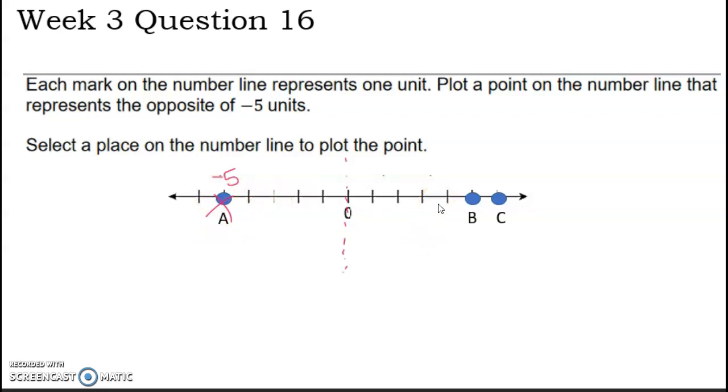So if I were looking at a mirror, where would be the other side of the mirror? Well, if it's 5 places to the left, it must be 5 places to the right, which is the number 5. This is B. So B would be your answer. It's a complete opposite of -5.